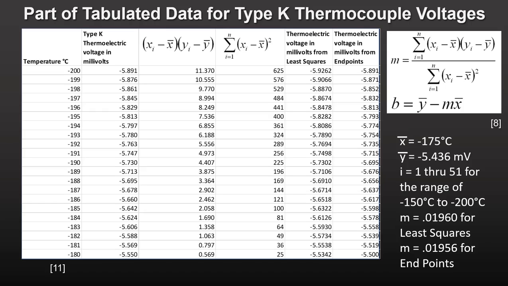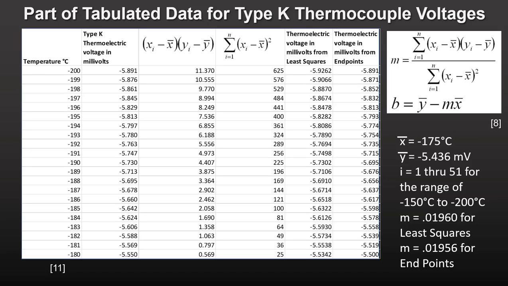There is only enough room on this slide to show you the detailed data points between minus 200°C and minus 180°C. If I showed you the full range of minus 200°C to minus 150°C, the numbers would be so small that you would not be able to read them. We show the temperature in the leftmost column and the Type K thermocouple voltage in the second column from the left. We calculate the numerator of our equation for the slope using the least squares method in this third column from the left. We calculate the denominator in the fourth column from the left.